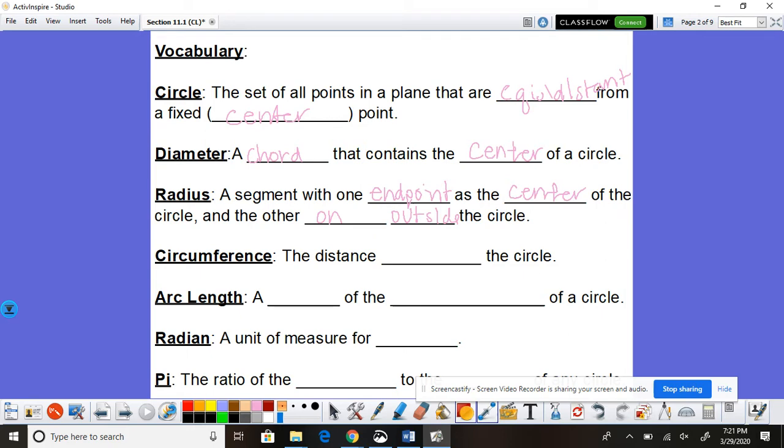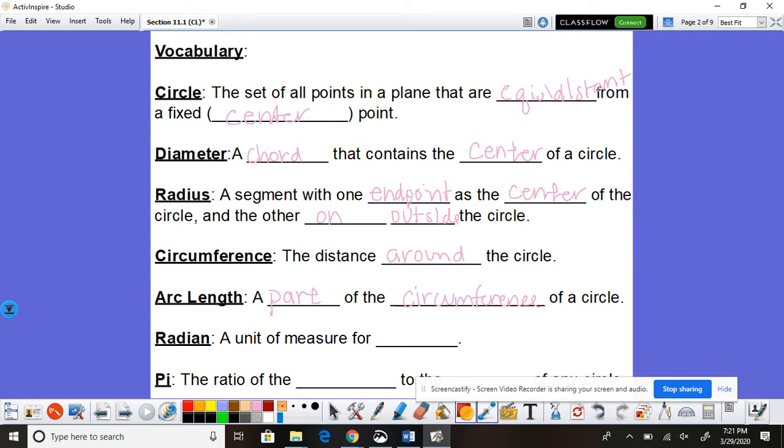Okay, circumference. Think of circumference as like the perimeter of the circle. It's the distance all the way around, but only one time around the circle. Arc length would just be a part or a piece of the circumference. So maybe we don't want to go all the way around the circle. Maybe we only want to go halfway, or maybe a third of the way. We would be finding an arc length, not a circumference.